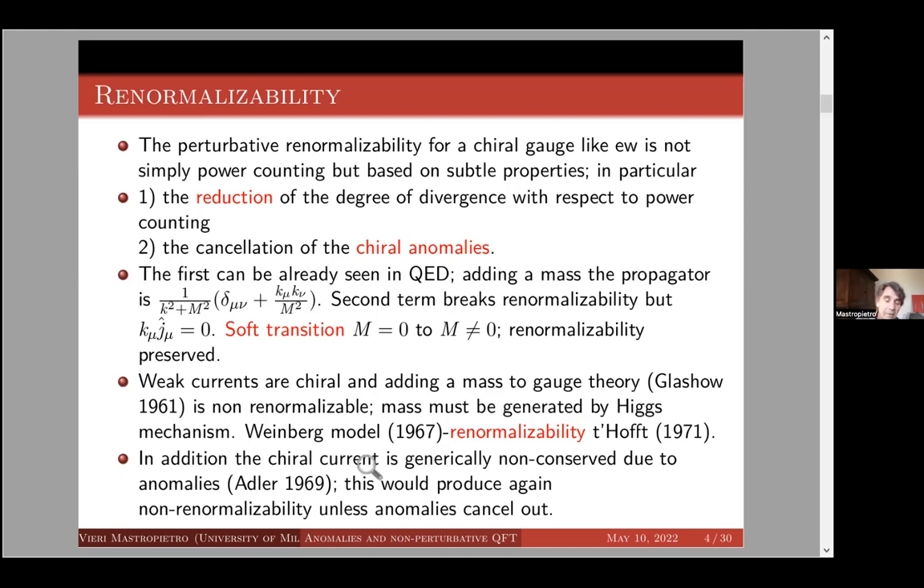But this looks unfortunate. Instead, it's very fortunate, because you need these anomalies to cancel out. And this is what happens indeed. This is what is believed to happen with the charges provided by nature.